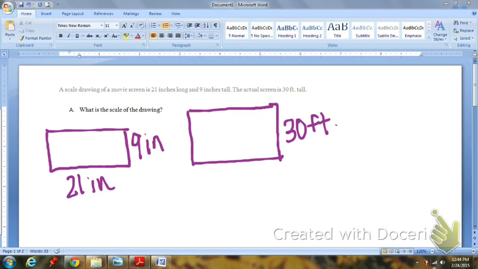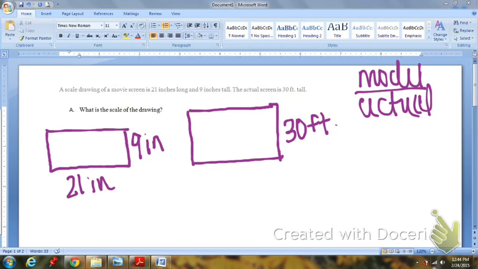Now to find the scale, we know that the scale is the distance of the model or the drawing over the distance of the actual. So let's pick two corresponding sides. Well, for the actual movie screen, we only have one side, 30 feet. So what side corresponds with 30 feet on the scale drawing? Well, that is 9 inches because those are the two sides that match. They are both vertical sides and they're both the height of the movie screen.